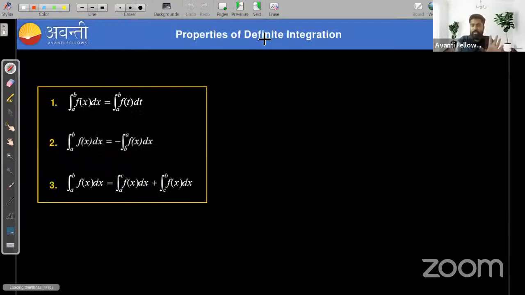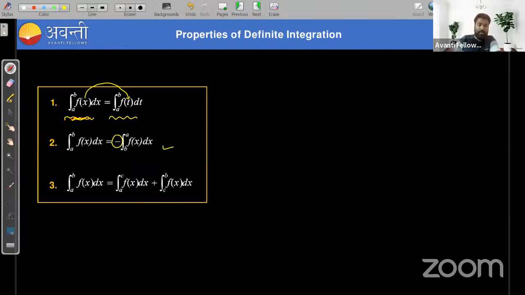You can see on your screen the first property, the very basic property, that is change of dummy variable. Suppose you have the integral of f of x from a to b with respect to x. It is the same as the integral of f of t from limit a to b. If we change the variable, there will be no change in the value of the integral. Second property: if you interchange the limits, then a negative sign will be multiplied with that integral.